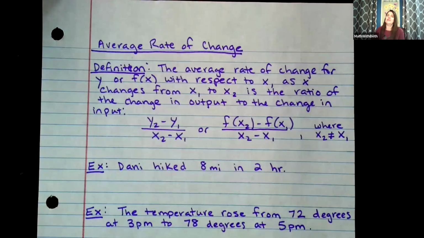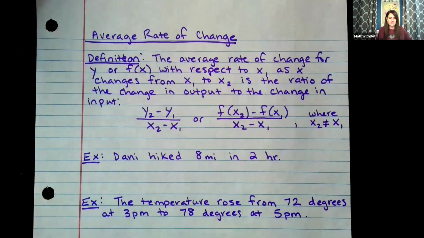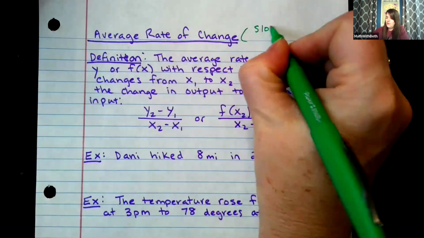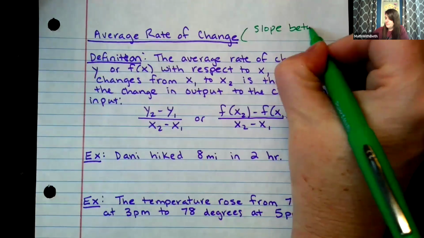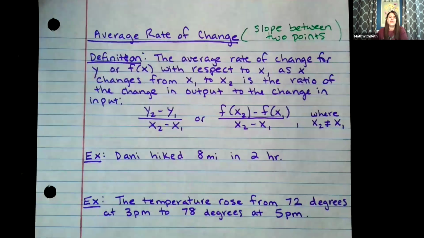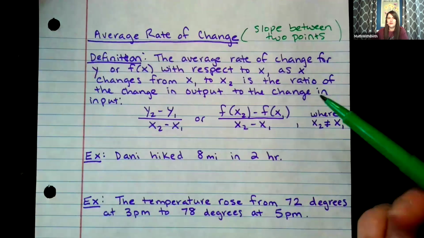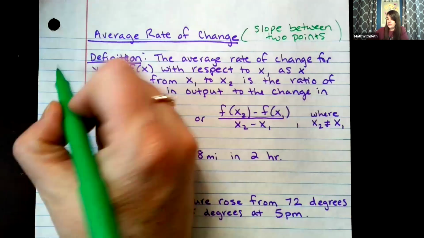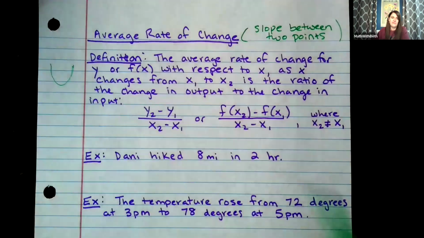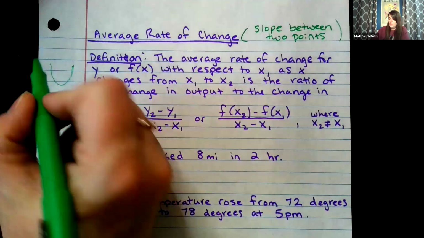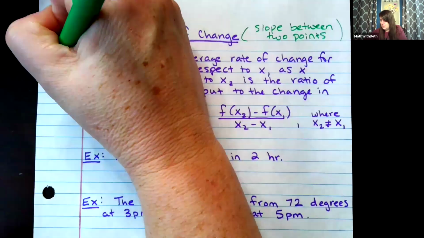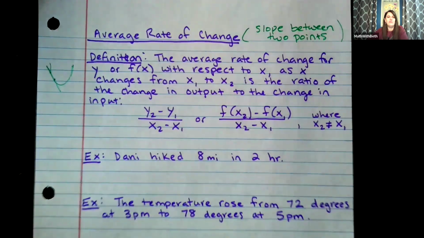This is something that typically sounds a lot more complicated than it really is. Average rate of change is basically just asking you for the slope between 2 points. The reason it's more complicated is because we're typically not talking about a line. So if we're talking about something like a parabola, it does not have the same slope at every point like a line does. So what you do is you end up taking 2 points on that graph and finding the slope of them.